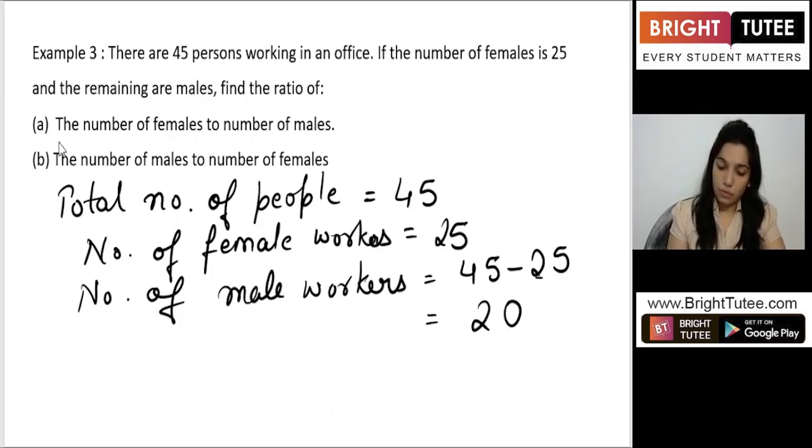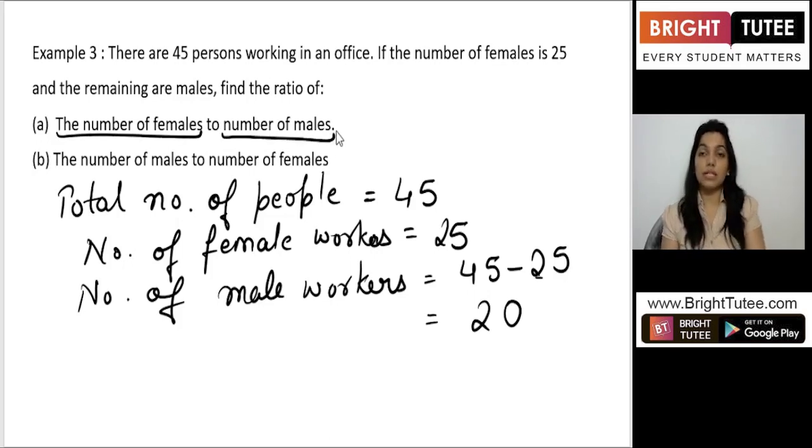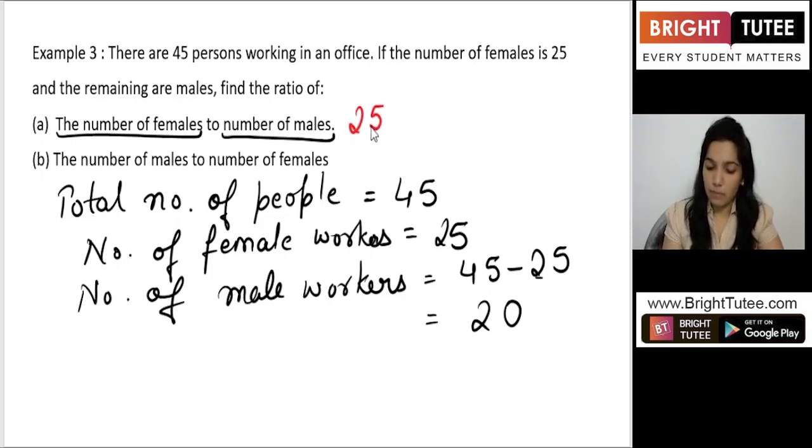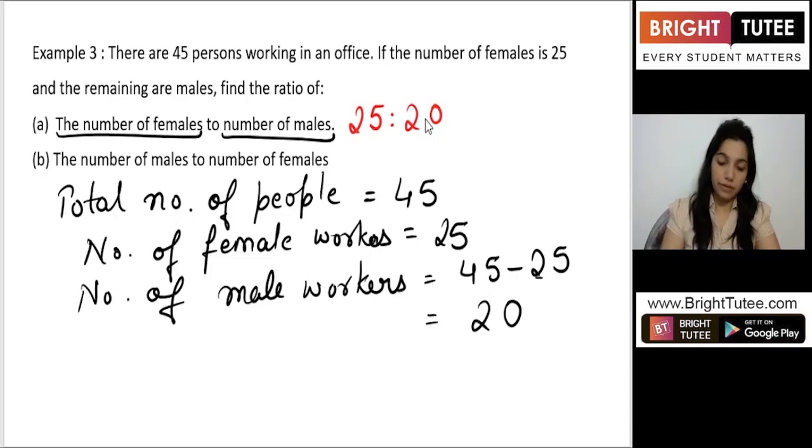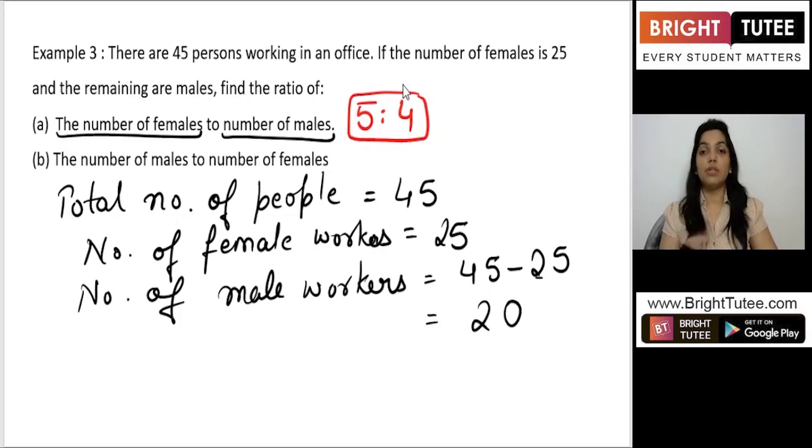Now, in the first part, it is asking what is the number of females to the number of males. The number of females is 25, and the number of males is 20. Is that right? Now, do you think you can simplify this particular ratio? Yes, both these numbers are divisible by 5. So dividing 25 by 5 gives 5, and dividing 20 by 5 gives 4. So instead of 25:20, we can write it as 5:4. This is the ratio for the number of females to the number of males.